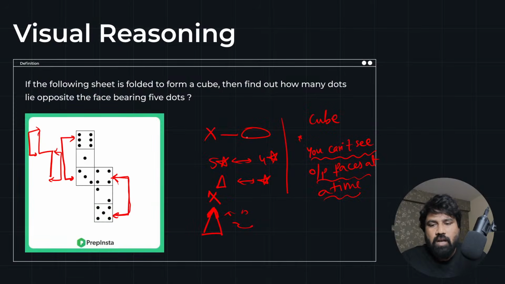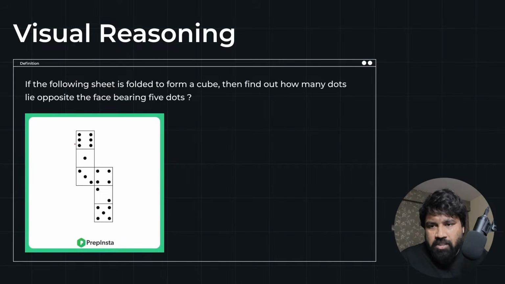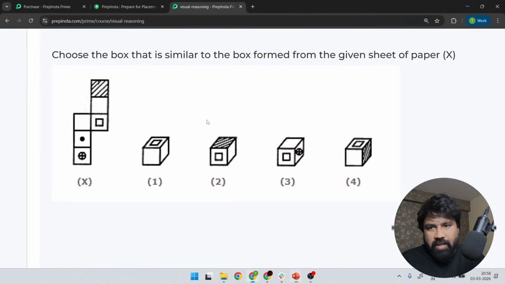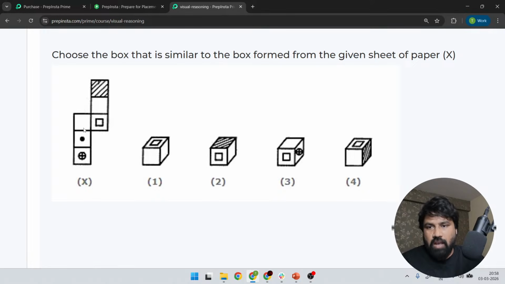Okay, I will explain this problem for you. The opposite faces are almost similar to this, right? So just look here. Shaded is opposite to square. So shaded is opposite to square.